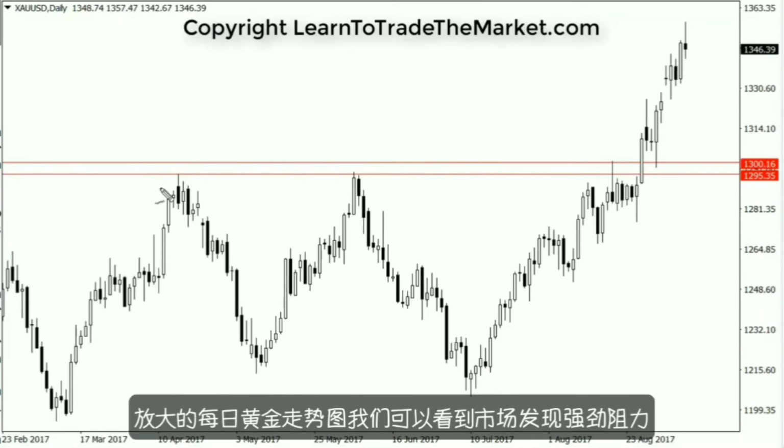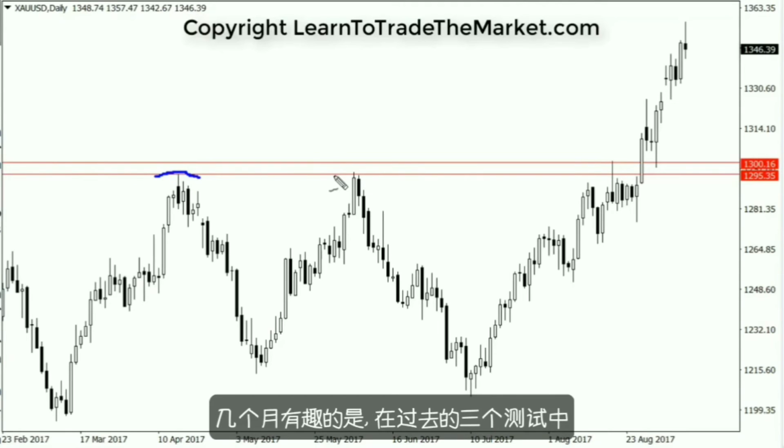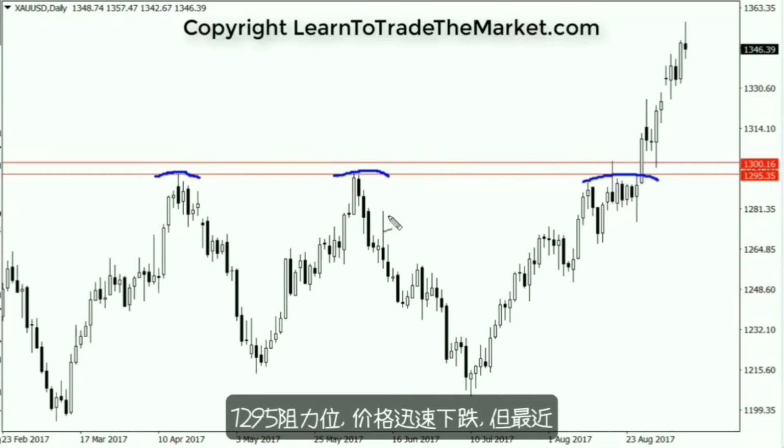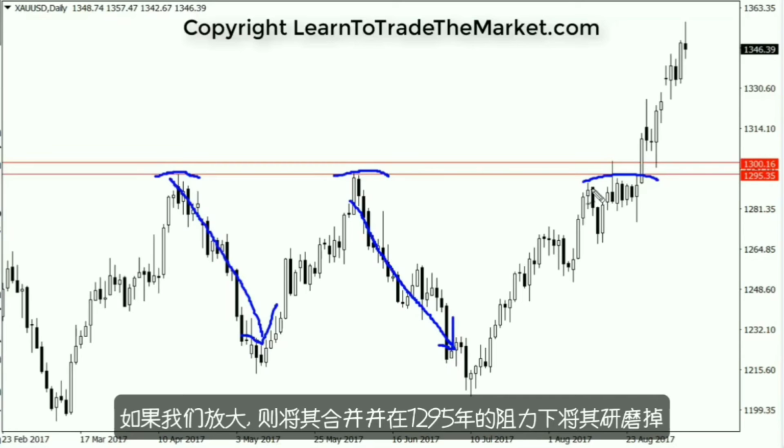We can see the market found strong resistance at that 1295 to 1300 resistance region on several occasions over the last 6 months. What's interesting to note is that over the past 3 tests of this 1295 resistance level, the price quickly reversed lower. But on this most recent test of the resistance, price didn't actually reverse lower. Instead, we kind of just consolidated and ground away under that resistance at 1295.